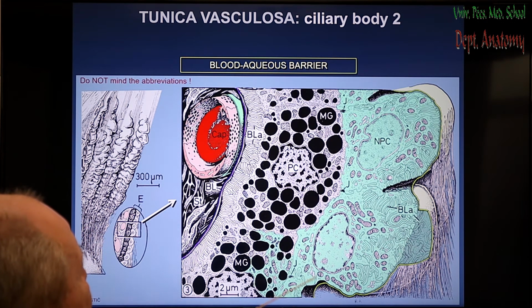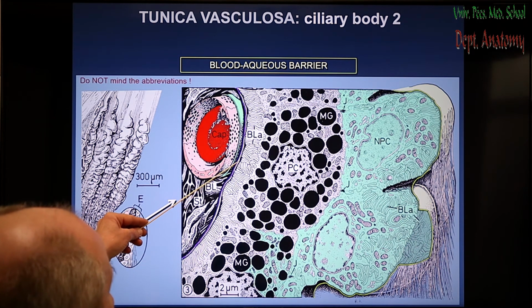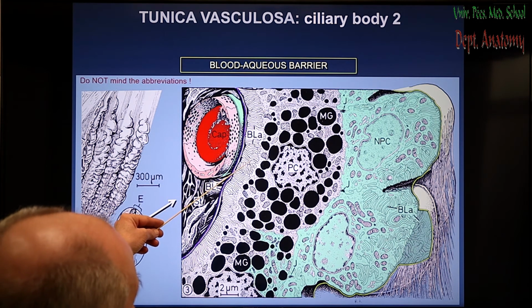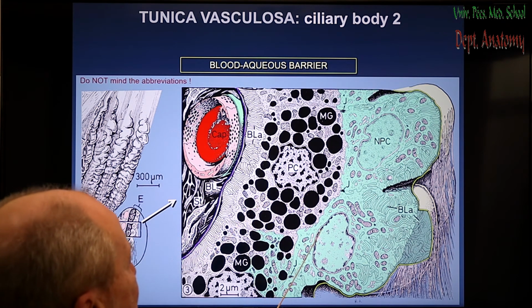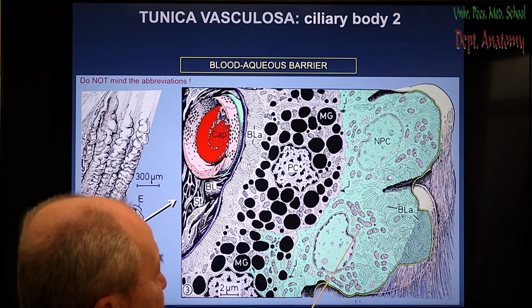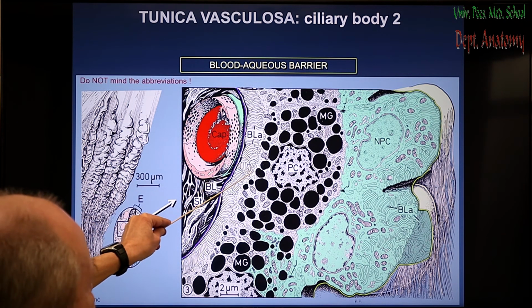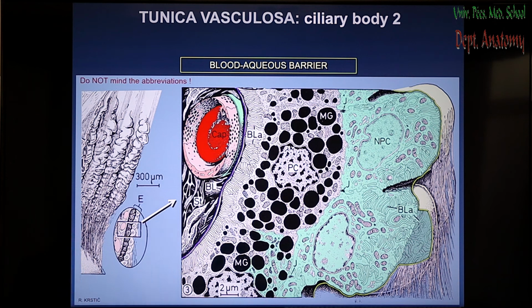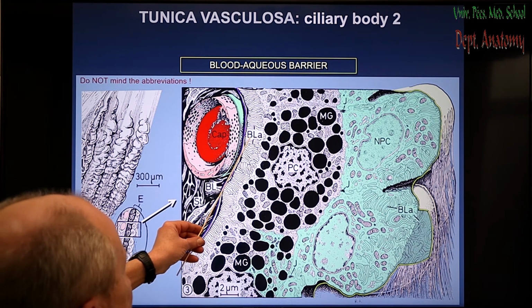That is the function. And what you can recognize beautifully, you can see on this big drawing, both on the outer surface of the pigmented layer of the retina and the inner surface of the non-pigmented cells, there are extremely complex invaginations of the surface membrane. These make the basal labyrinth.